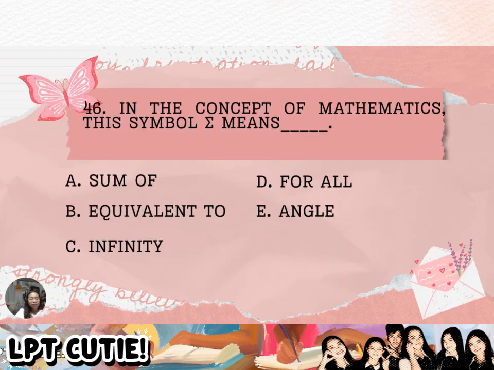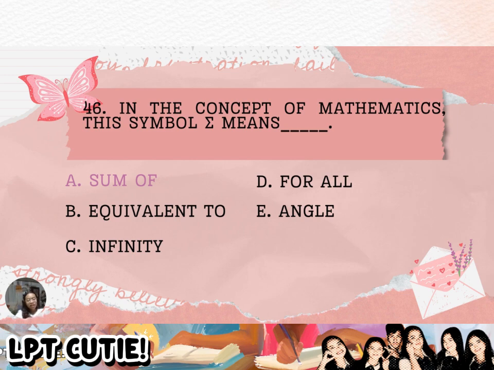So next, number 46. In the concept of mathematics, this symbol sigma means letter A, sum of, B, equivalent to, letter C, infinity, letter D, for all, or letter E, angle. So, teachers, recall all the symbols. The meaning and the definition of our symbol sigma will mean letter A, the sum of.